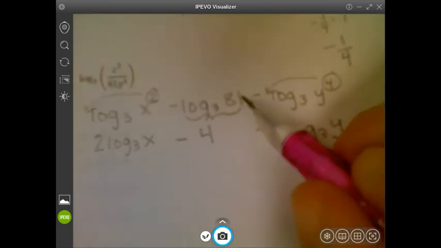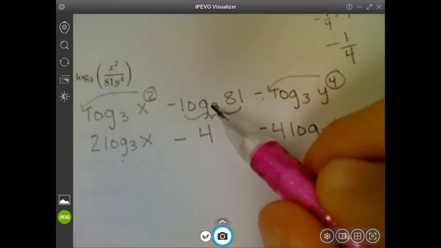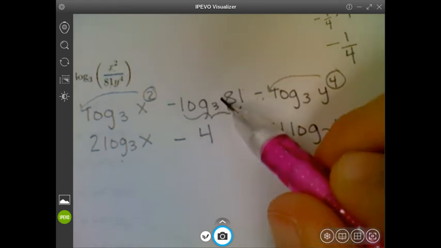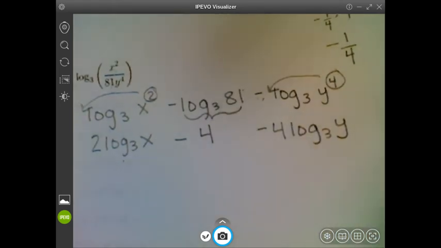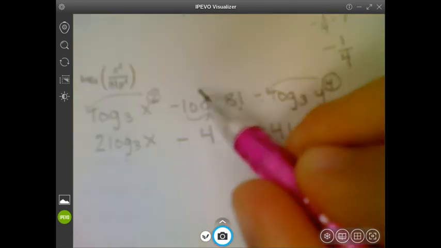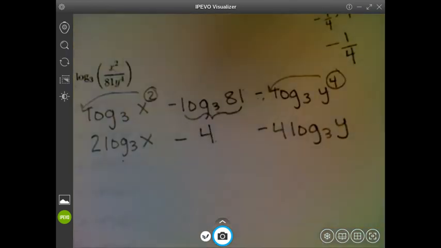The connection here also, if you don't want to have to use your calculator, 3 to what power is 81? That's what we're really asking here, because remember, logs and exponentials are inverses. So this is saying 3 to what power is 81? Well, 3 to the fourth power is 81. So this log base 3 of 81 is equal to 4. That's where that value is coming from.